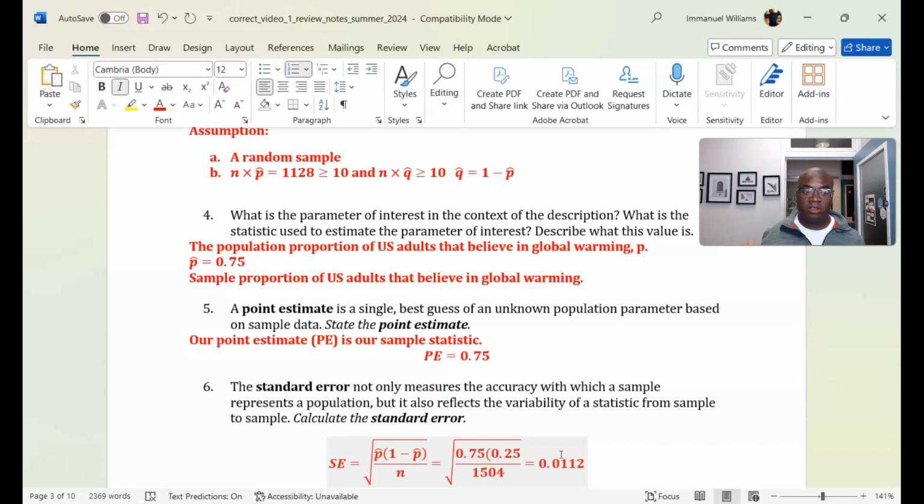How our statistic is going to vary from sample to sample, which is going to be on average 0.0112. It's going to deviate from the actual true population proportion at 0.0112.